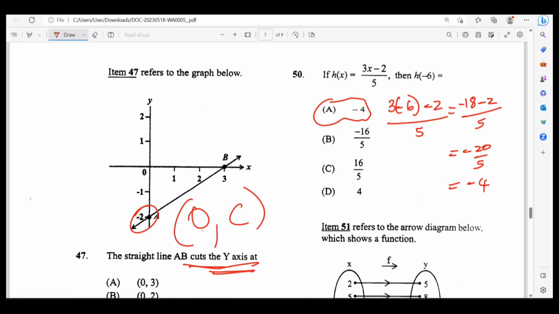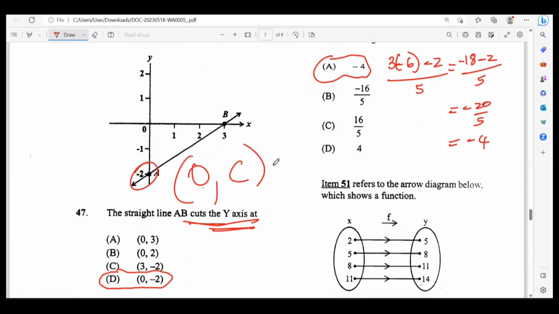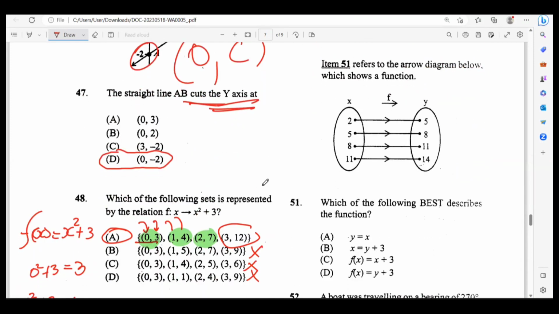All right. Where I was at, 51. Question 51 says, item 51 refers to the arrow diagram below, which shows a function. This one has been coming a lot. So the answer is x plus 3, because you're seeing where you add 3 to these numbers and you get the next one. If I add 3 to 2, I'll get 5. If I add 3 to 5, I'll get 8. And you could see if you keep adding.